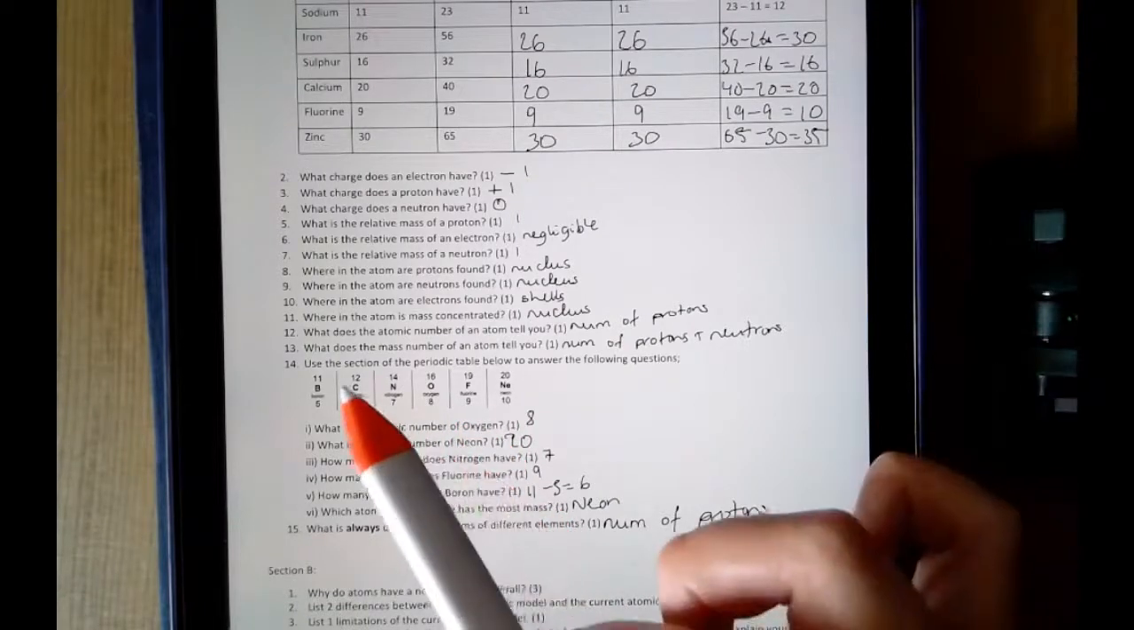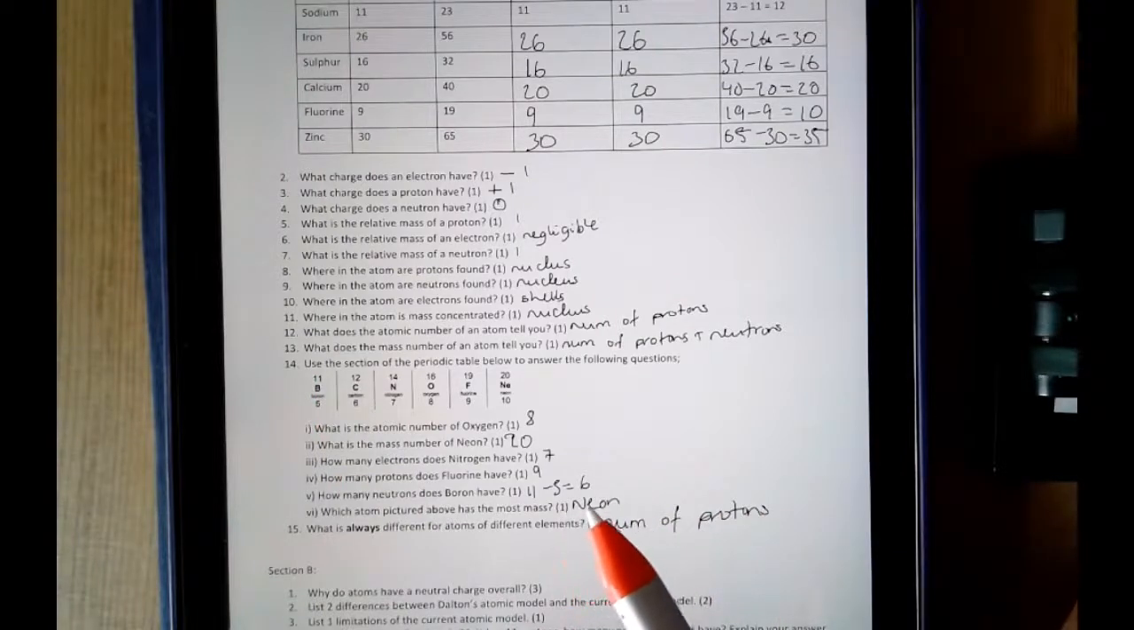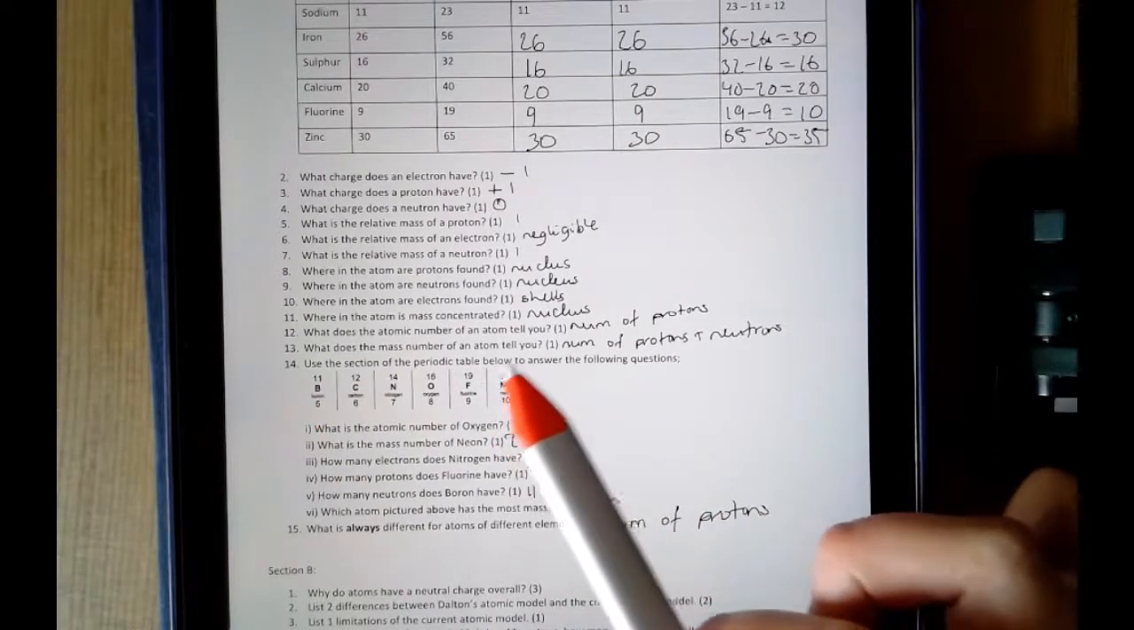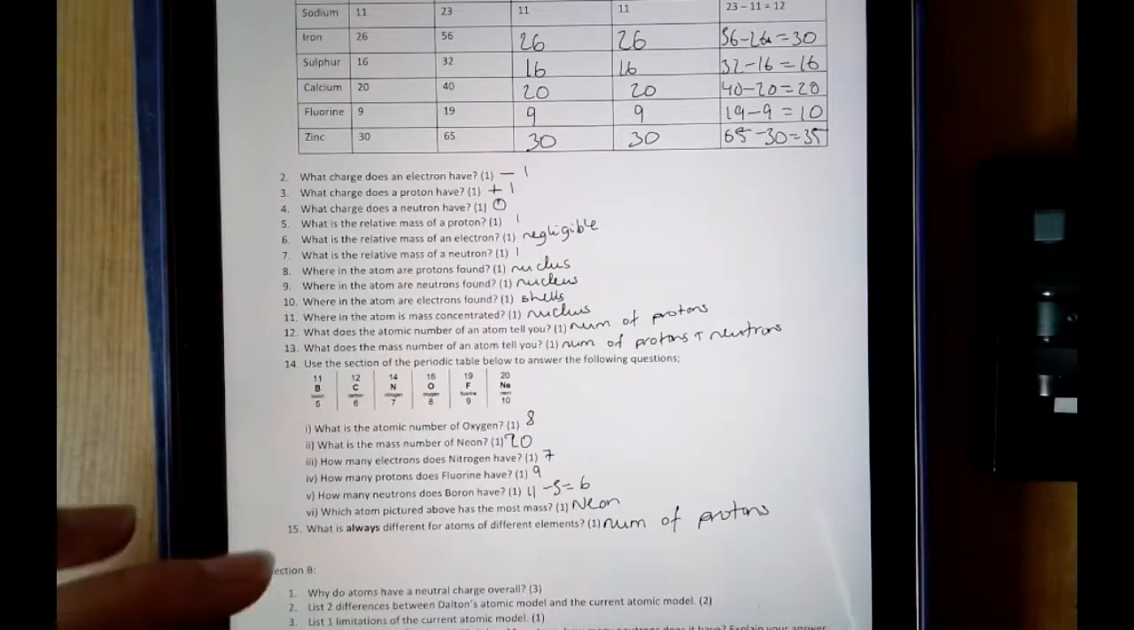Neutrons for boron, for neutrons it's big number minus small number, which gives you 6. And the atom with the most mass is neon, it's got the biggest mass number. What's always different? The number of protons is always different.